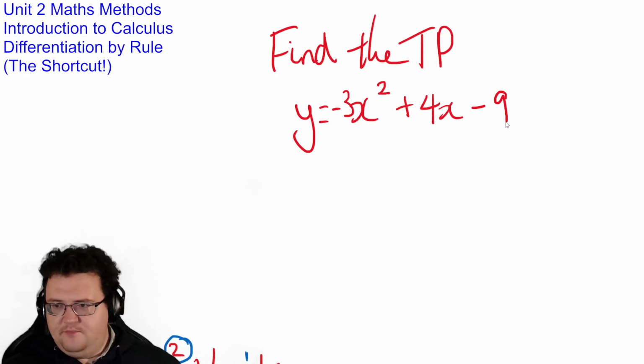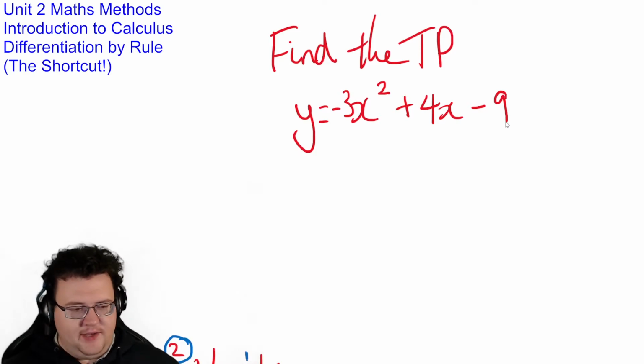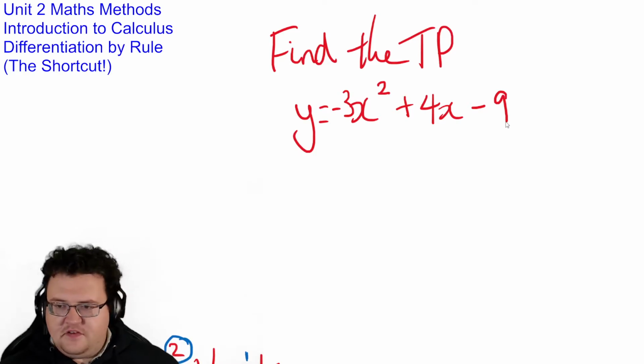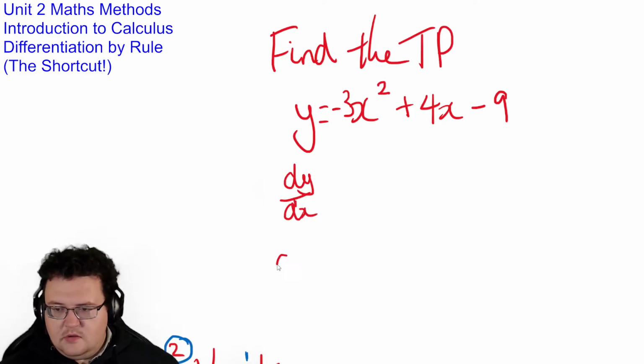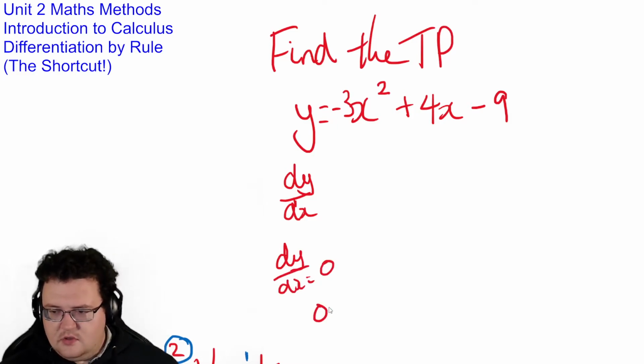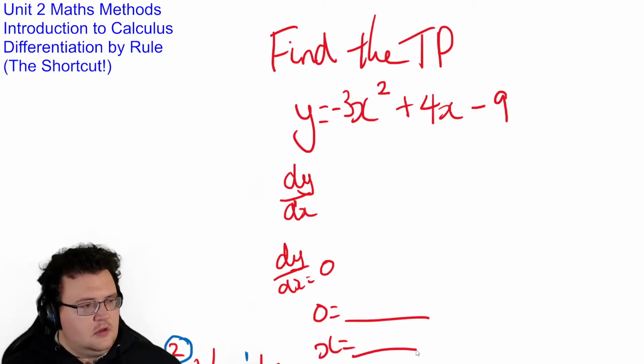Find the turning point. Minus 3x squared plus 4x minus 9. First things first, dy dx. Then dy dx equals 0. 0 equals dy dx. X equals... Keep going.